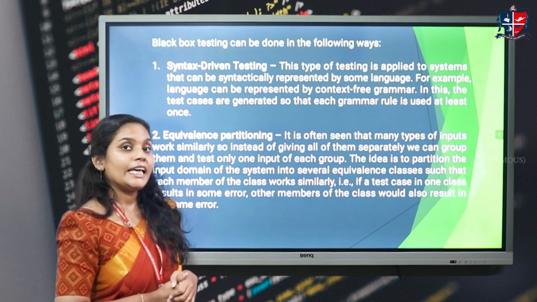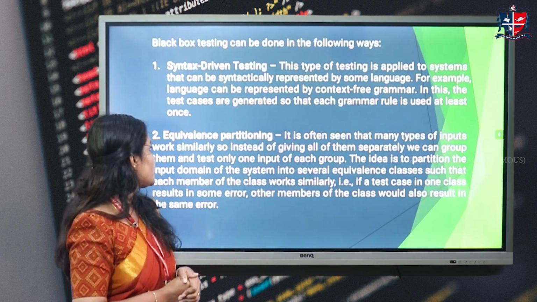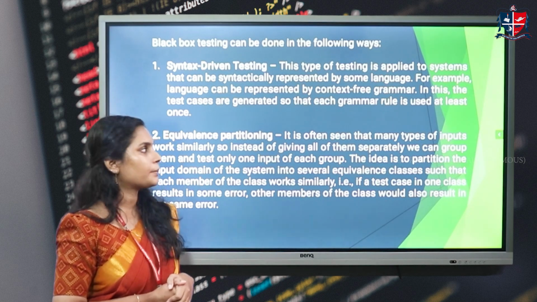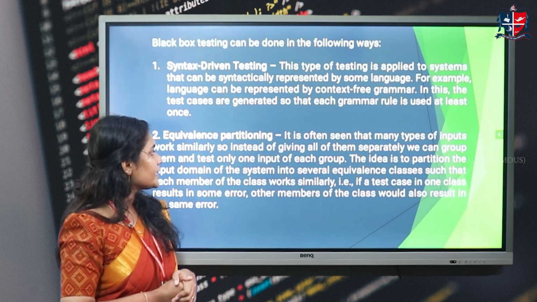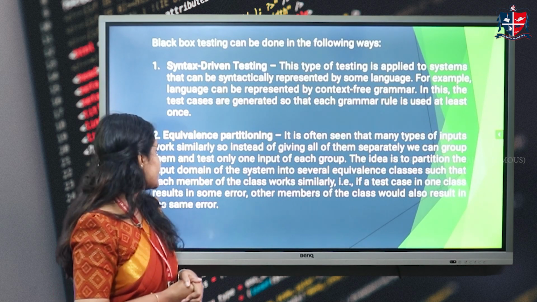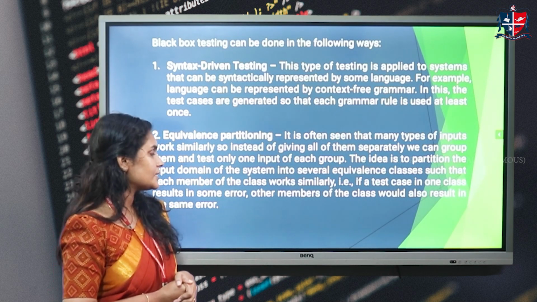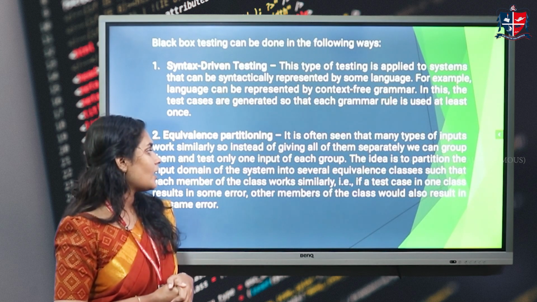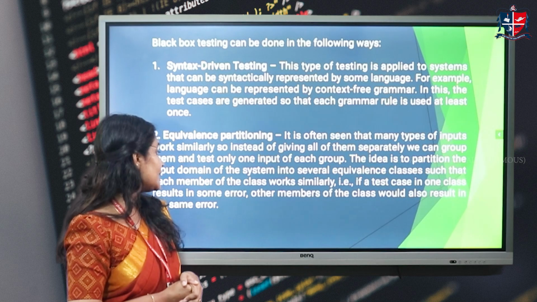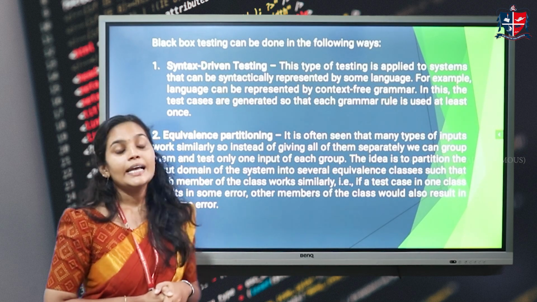And next one is equivalence partitioning. It is often seen that many types of inputs work similarly. So instead of giving all of them separately, we can group them and test only one input of each group. The idea is to partition the input domain of the system into several equivalence classes such that each member of the class works similarly. If the test cases in one class result in some errors, other members of the class would also result in the same error.